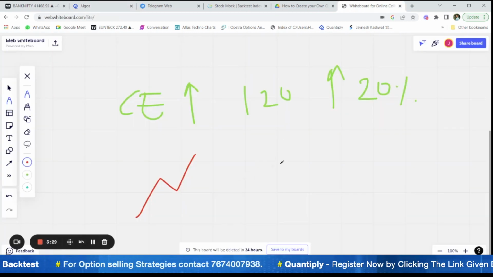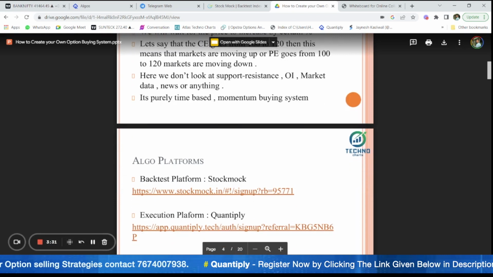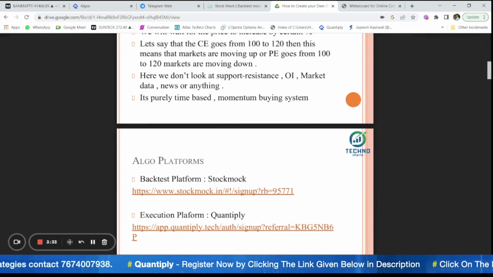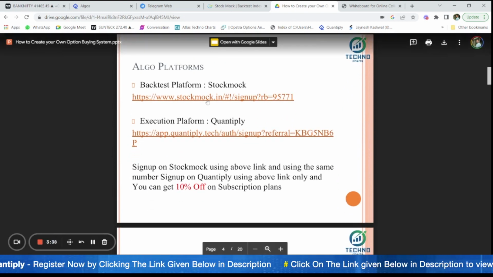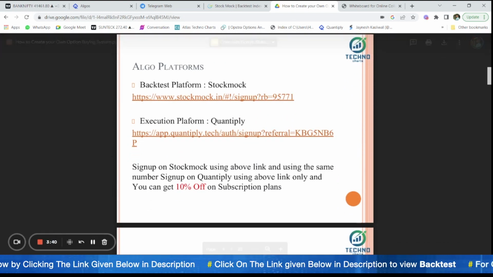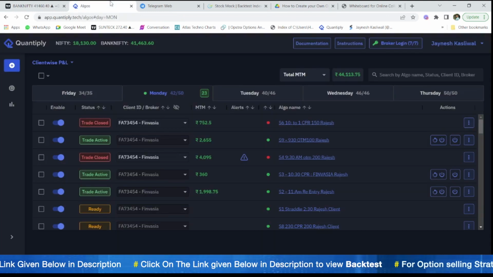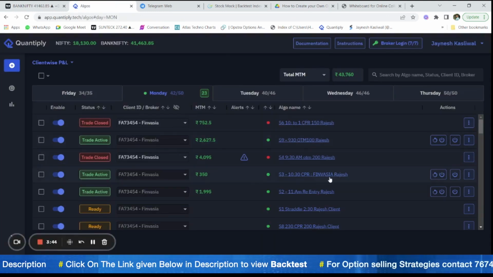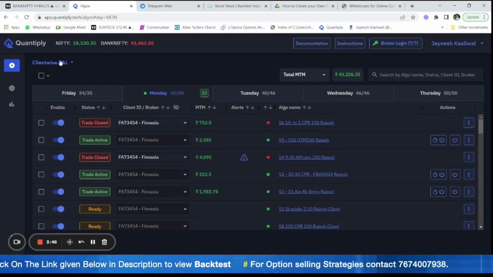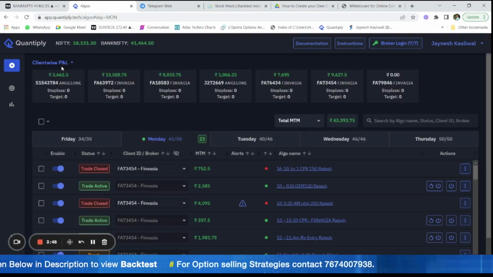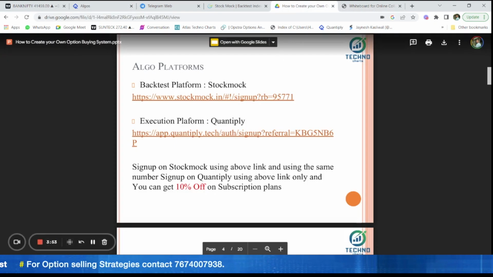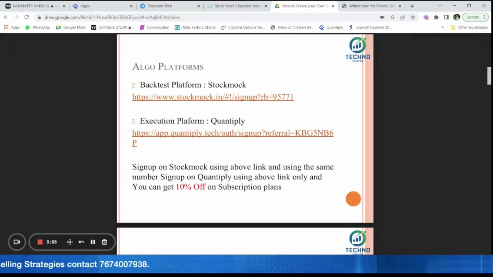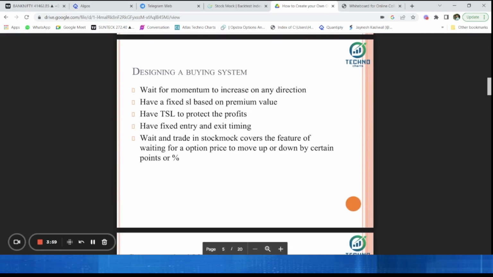Coming back to the system, it is purely a time based option buying momentum system. For this, the backtest platform that I'm going to use is Stockmock, for which the link would be in the description, and the execution platform from where I'm tracking all my positions and portfolios in different accounts is Quantiply. We are going to execute this option buying strategy in the Quantiply app in the next video. Right now, designing a buying system.